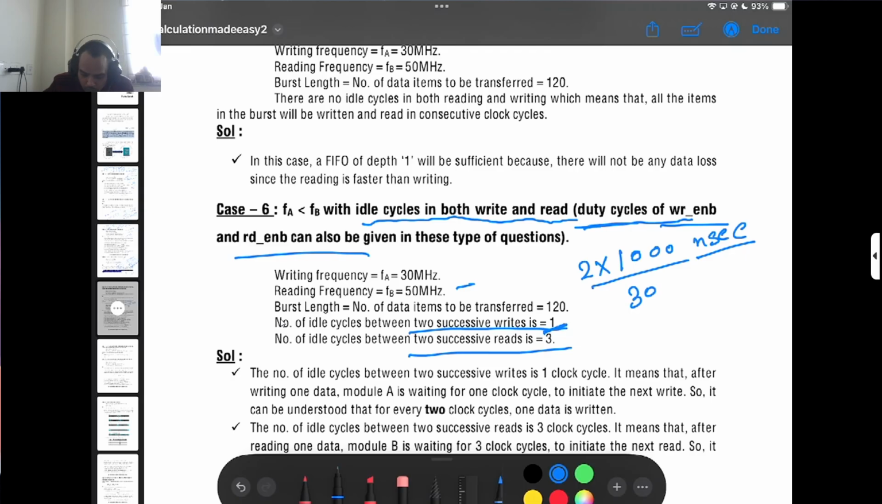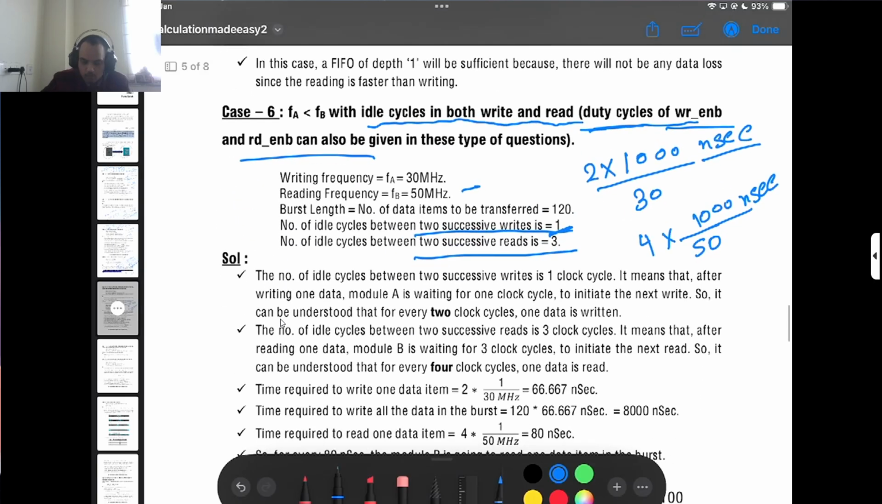And for reading, what is the reading frequency? The reading frequency is 50 megahertz, so the clock period is 1000 by 50 nanoseconds, and the total cycles required for reading the data is 4. So this is approximately 80 nanoseconds.